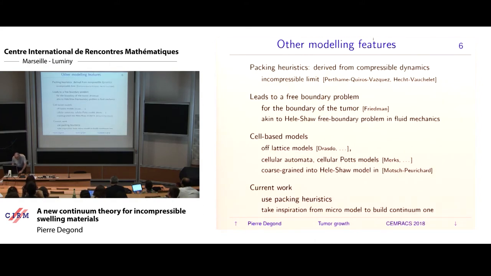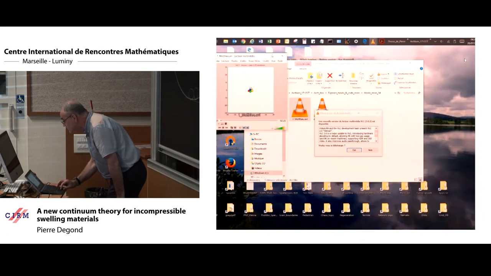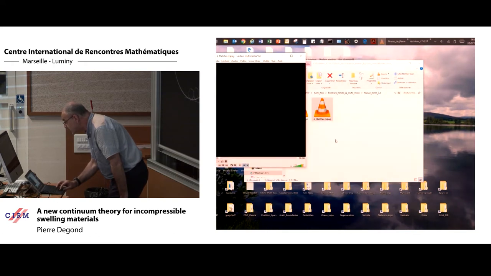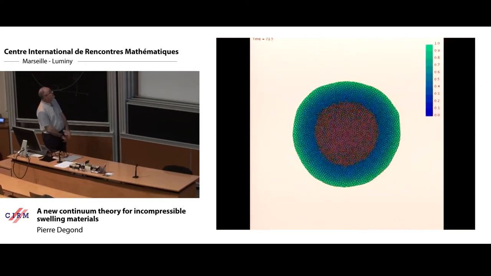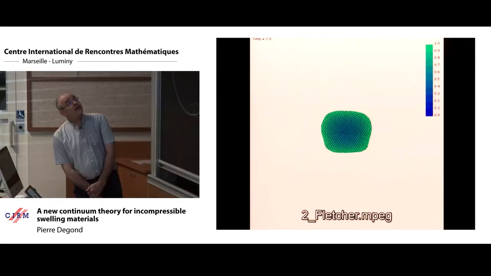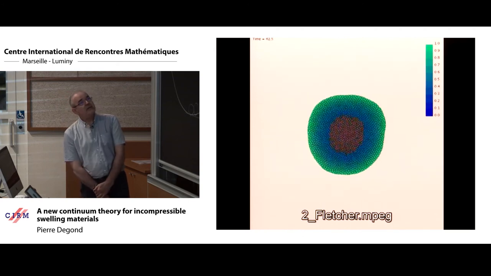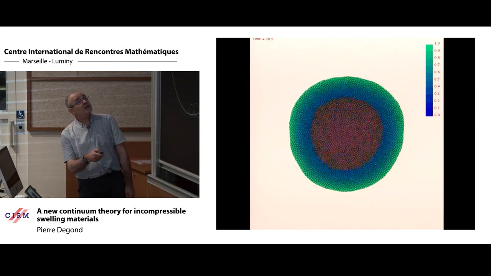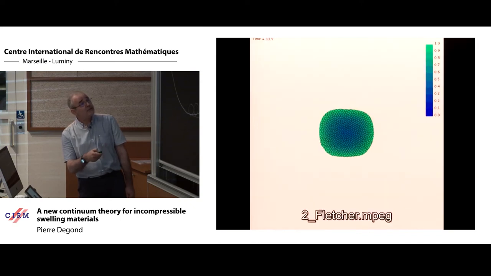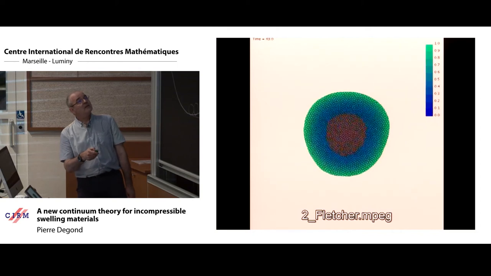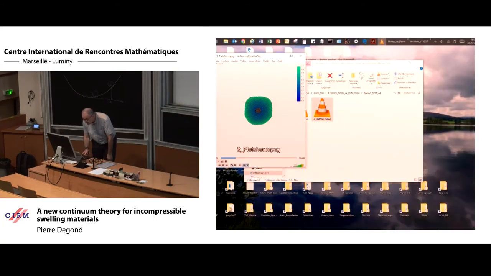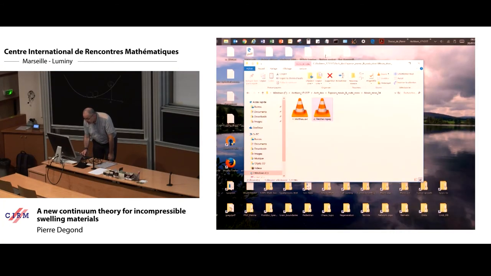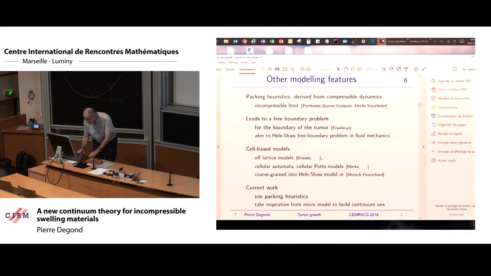Okay. So the other movie that I wanted to show, to show that we are not at all pioneers in this case, is a movie by Alex Fletcher, where obviously he has a more efficient procedure. So where he simulates basically a tumor with a necrotic core and the proliferative skin and some quiescent cells in the middle. So this is something that's been quite popular.